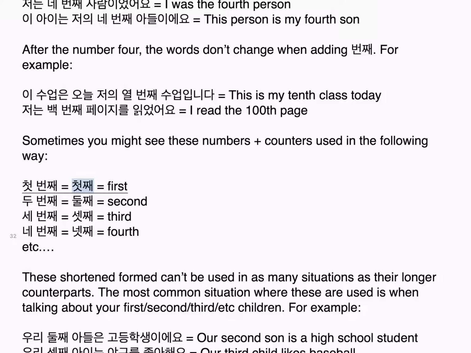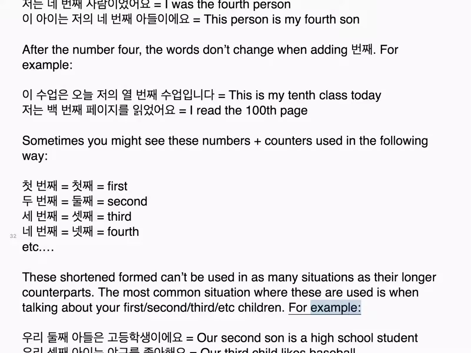첫 번째 equals 첫째 equals first. 두 번째 equals 둘째 equals second. 세 번째 equals 셋째 equals third. 네 번째 equals 넷째 equals fourth, etc. These shortened forms can't be used in as many situations as their longer counterparts. The most common situation where these are used is when talking about your first, second, third, etc.